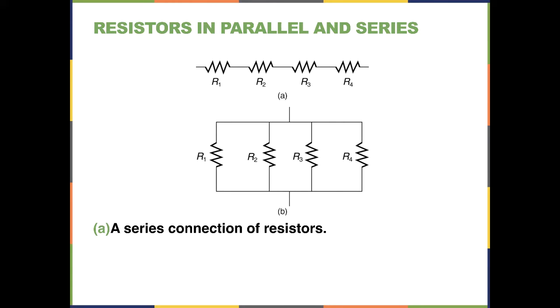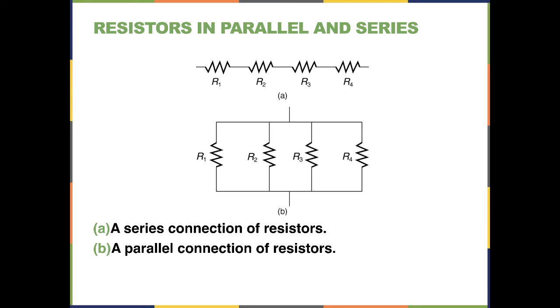The arrangement that you see in A, R1 plus R2 with R3 and R4, is called a series circuit. That is, it's called a series because all of the resistances are consecutive next to each other and there is no alternative path where the current can flow.